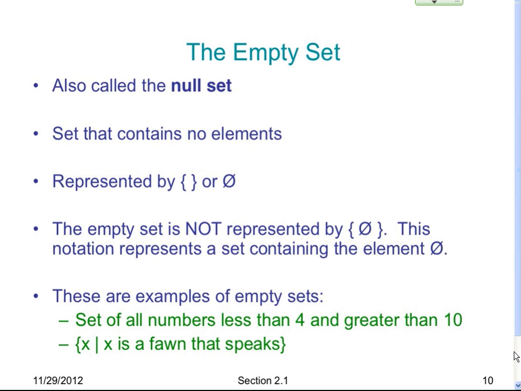Do not put braces around a 0 with a line through it. That is not the same thing. This set actually has an element, and it has the empty set in it, so this would be incorrect.